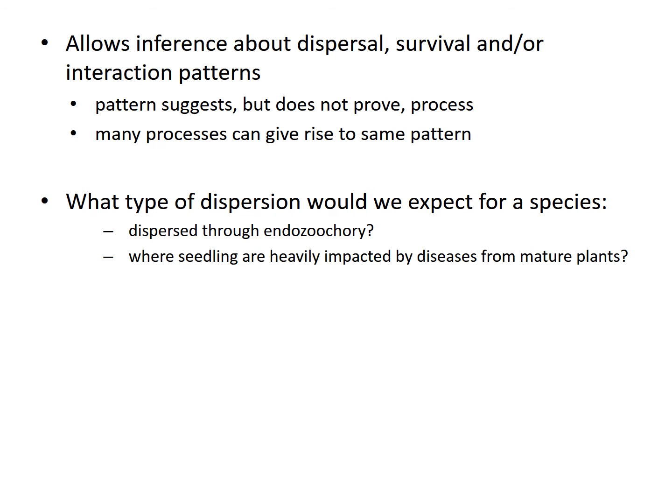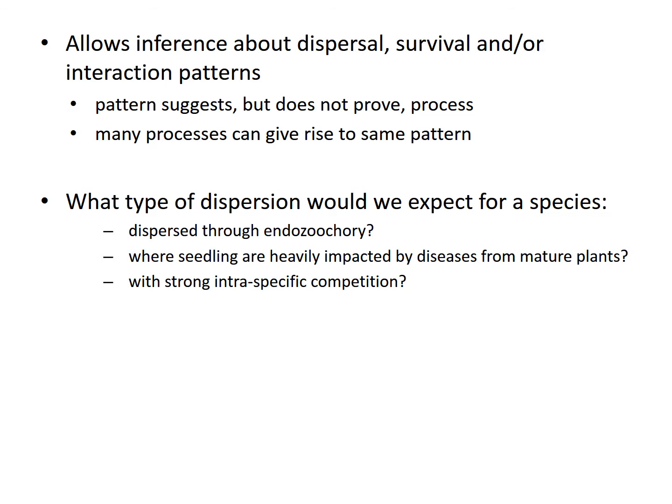Second example would be, what type of dispersion would we expect where seedlings are heavily impacted by diseases from mature plants? In this case, we'd expect a uniform distribution, and the reason for that is that we're seeing this negative interaction, this negative effect of mature plants that can easily act as a source for diseases which affect the seedlings. As a result, we expect seedlings to occur far from host plants so that they're safe from the diseases carried by the mature individuals.